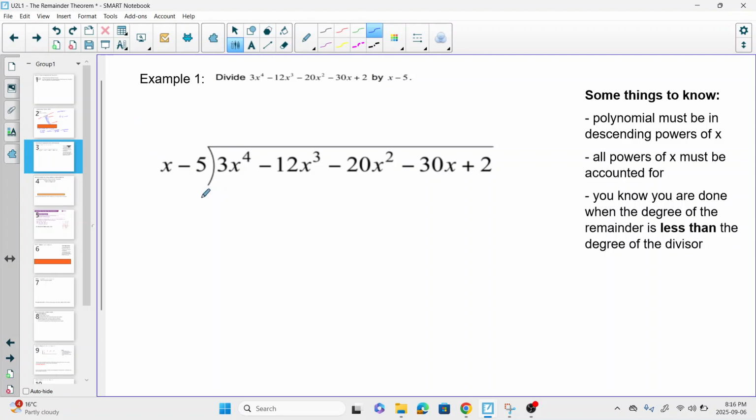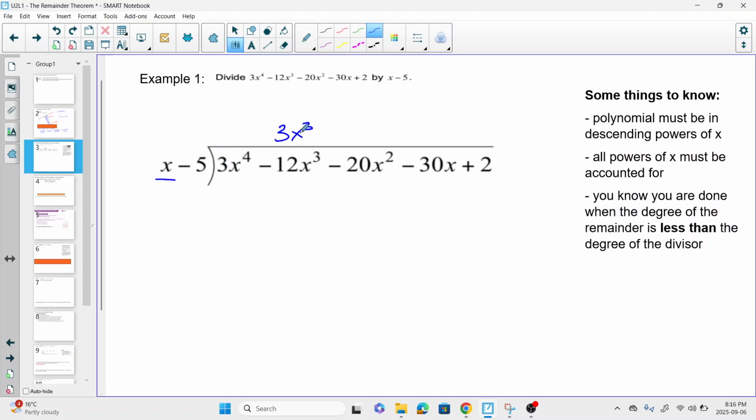So, okay, how does this go? We are trying to figure out how many times x goes into 3x to the power 4. When we think about this idea of going in, I find it really helpful when long dividing polynomials to think about what I need to multiply x by to get 3x to the power 4. Well, I would need to multiply it by 3x to the power 3. So just to align our powers, I'm going to put this here. 3x to the power 3 is what I would need to multiply by.